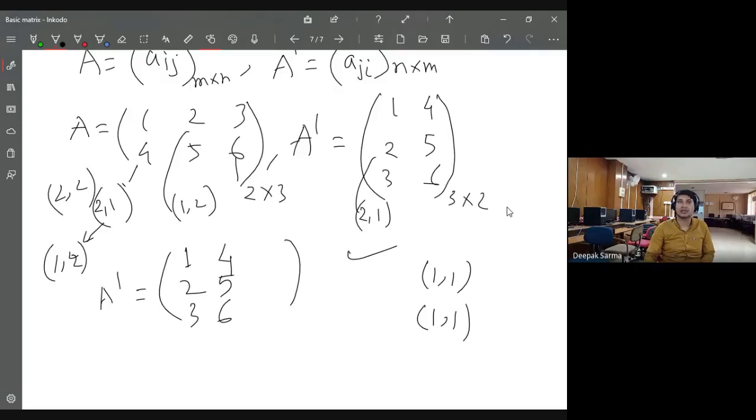Either way you can find it, but this one takes more time, so we should prefer the earlier method. It's up to you, whatever you choose.